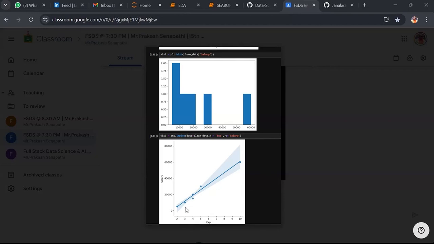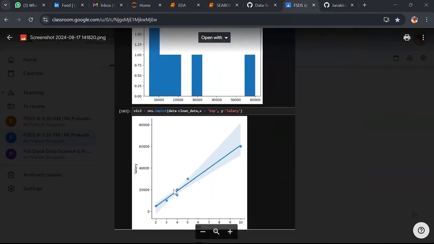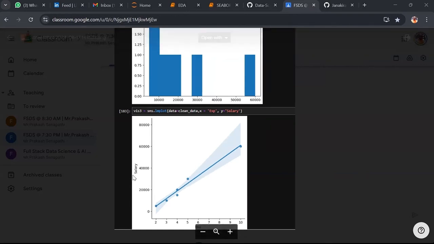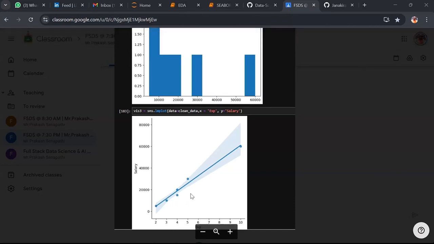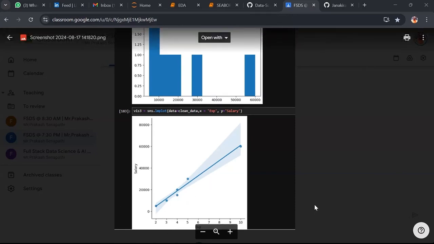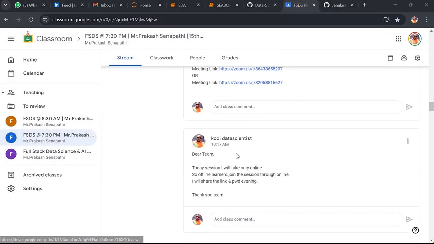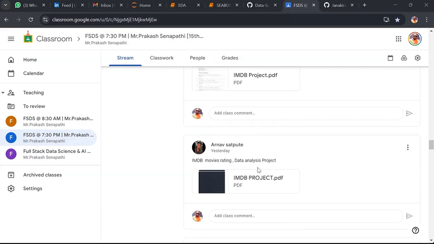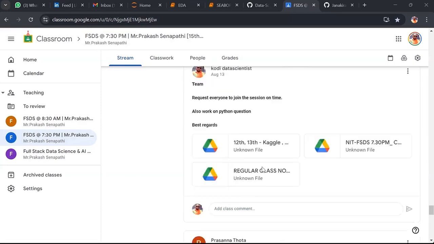Very good. Why? See, on the x-axis experience, and salary increase or not? Experience and salary are increasing. Can we consider building this model, guys? Because if the employee's experience is increasing, then salary also increases. So guys, do you understand this positive correlation? And also, one second, I'll show you the negative correlation as well.